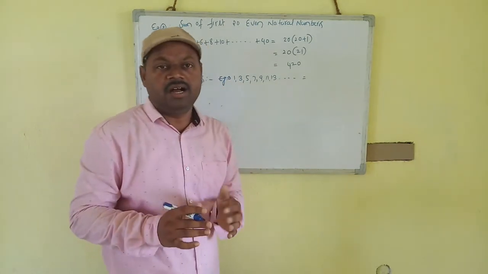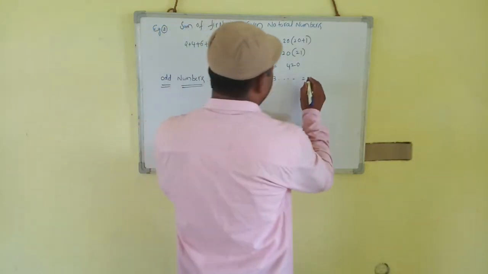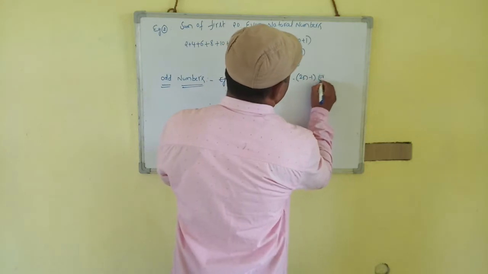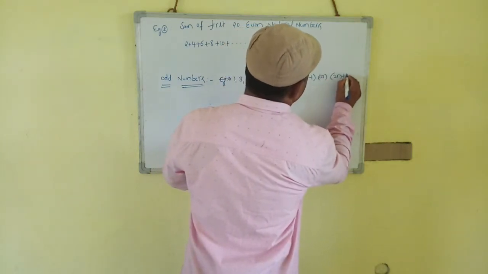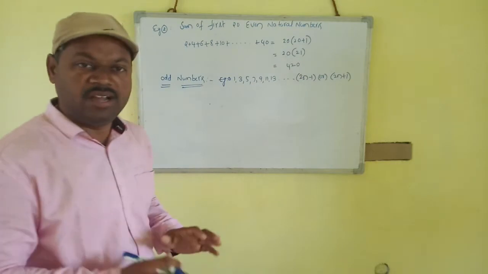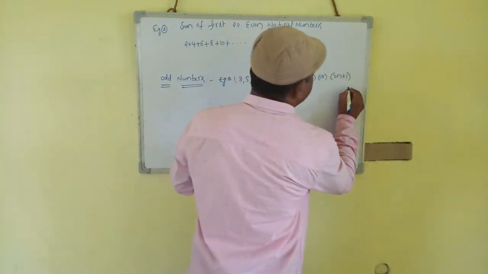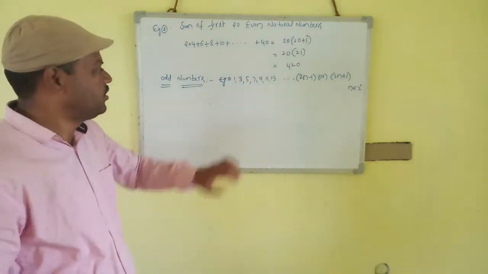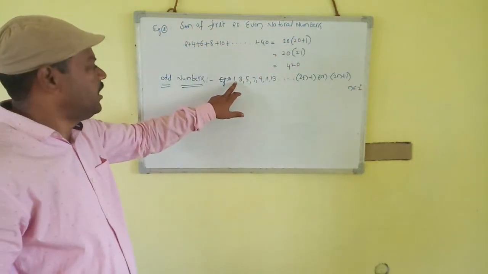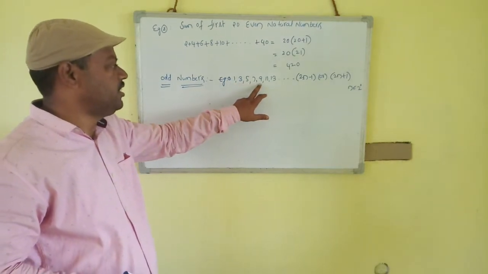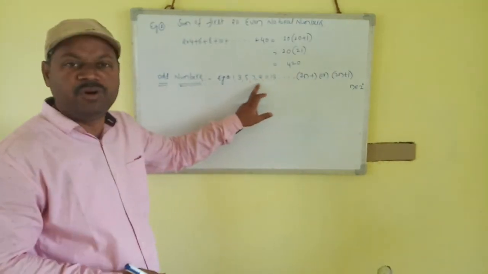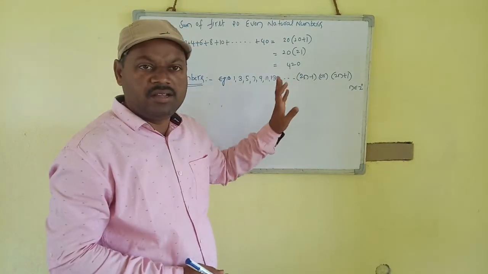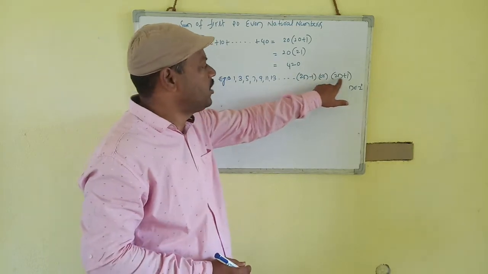The odd numbers are of the form 2n minus 1 or 2n plus 1. Here n belongs to Z plus, positive integers, a subset. For example, 1, 3, 5, 7, these are consecutive odd natural numbers. So odd natural numbers are in the form of 2n minus 1 or 2n plus 1.